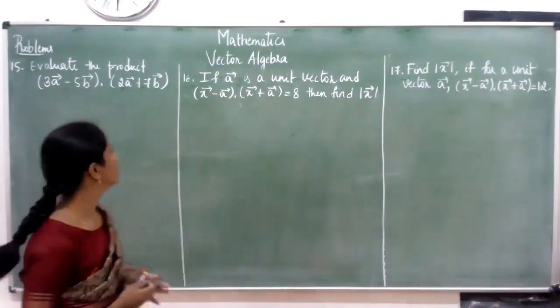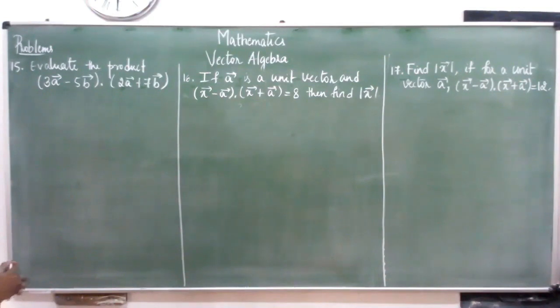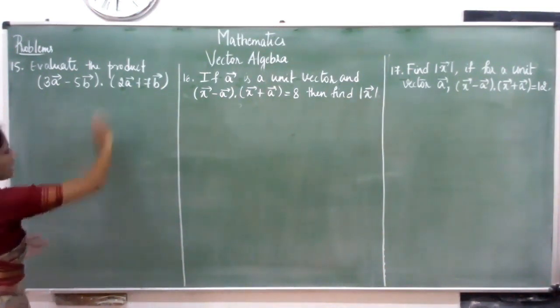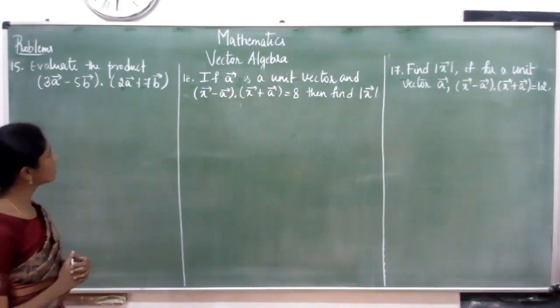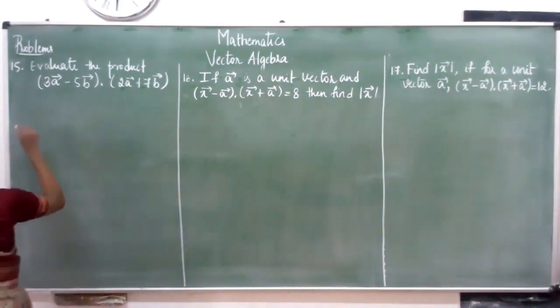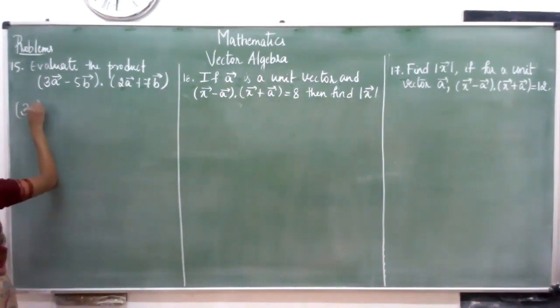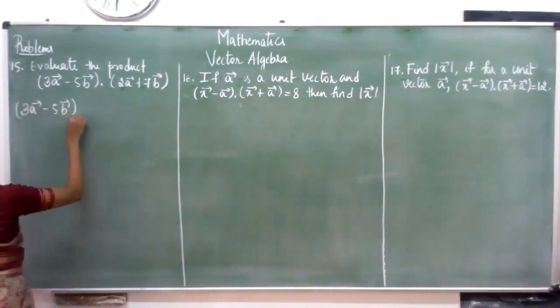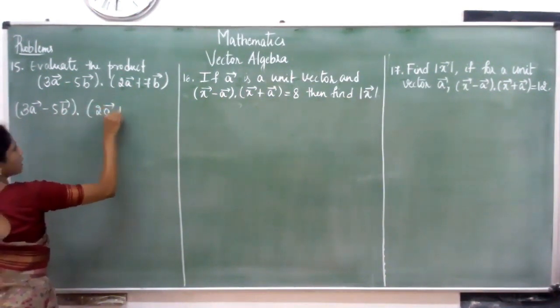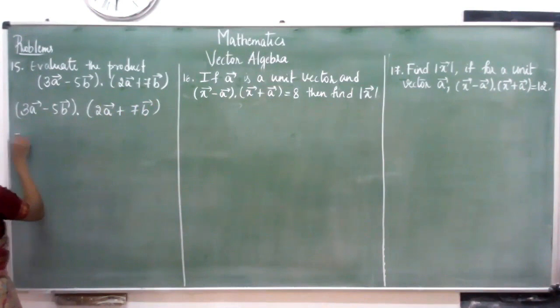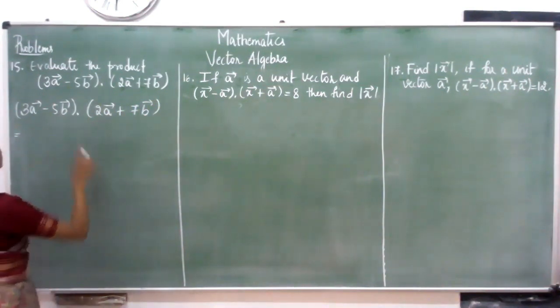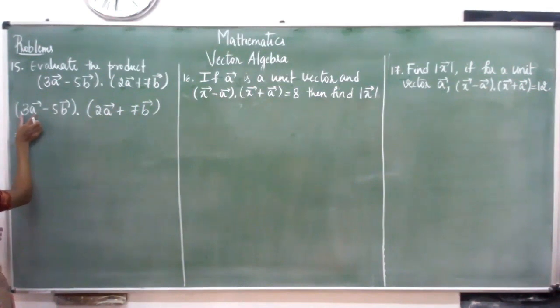Next problem. Evaluate the product of 3 into vector A minus 5 into vector B, dot, means the dot product between this and the other vector, 2 into vector A plus 7 into vector B. So let us consider the given two vectors dot 2 into vector A plus 7 into vector B. Therefore, this will be equal to, now the first one, this with this, you need to find the dot product. So 3 into 2, it is 6.